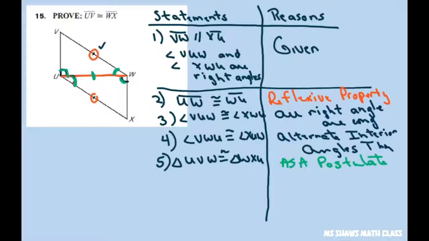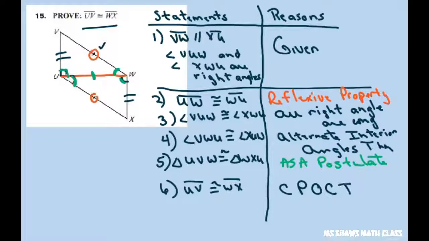And then finally, what we want to do is prove these lines are congruent. So I can say UV is congruent to WX, and that's because corresponding parts of congruent triangles are congruent.